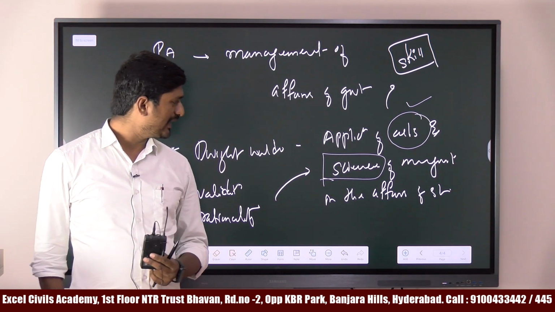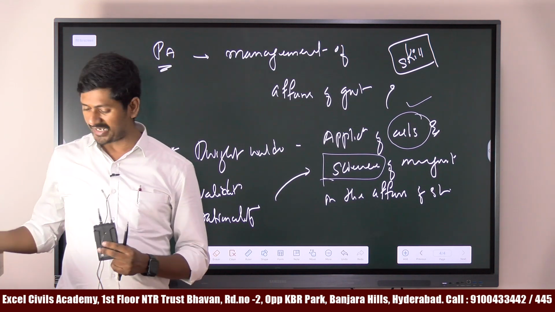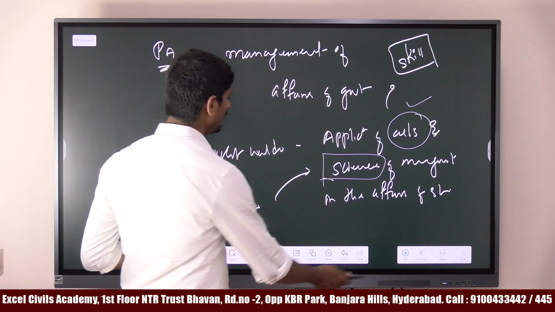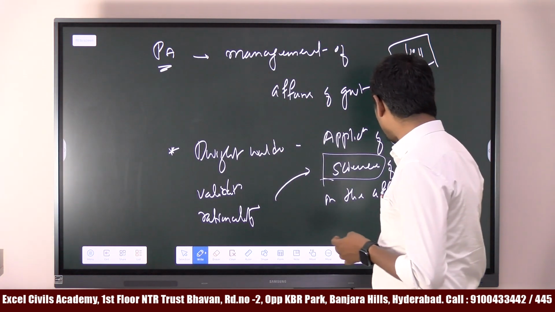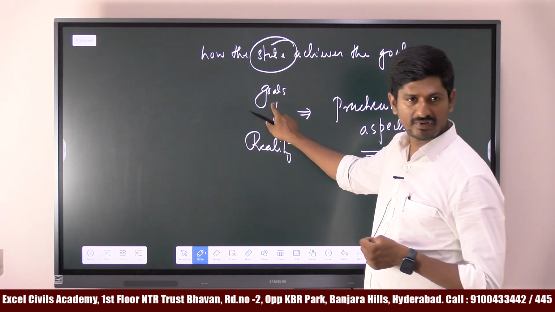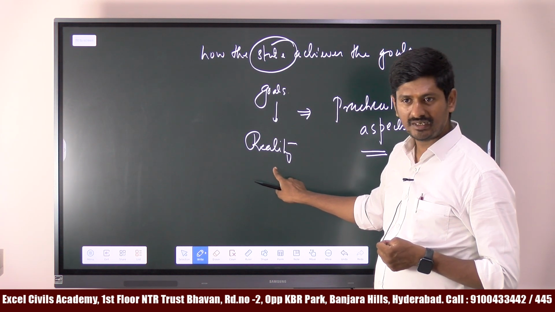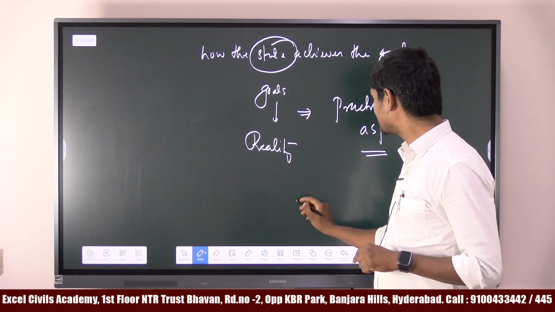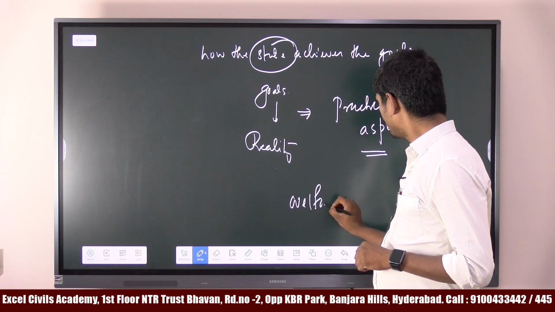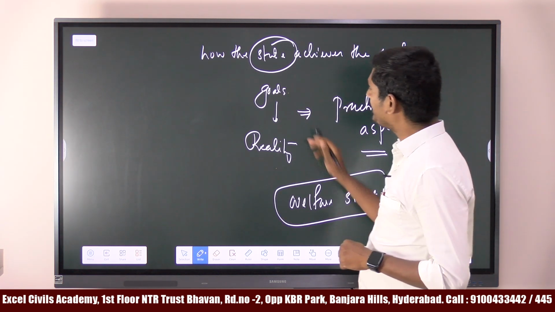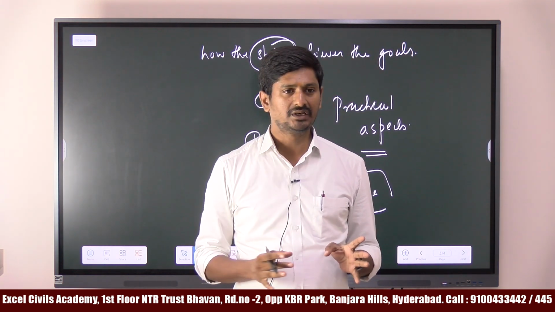So when you are applying the arts and science of management in the affairs of the state, why are you applying them? For the translation of goals into reality. Did you understand? What is the goal of the Indian Constitution? Establishment of a welfare state. How do we establish a welfare state? By implementing various policies to achieve the goals.